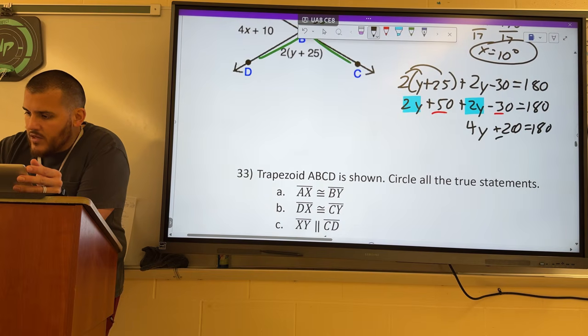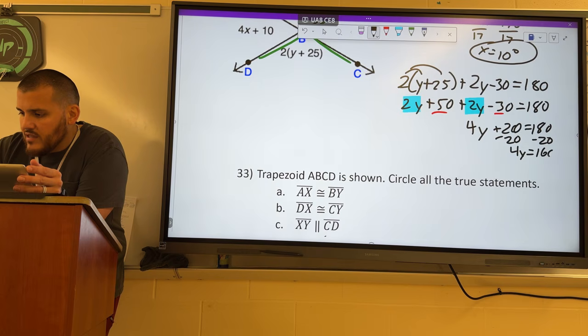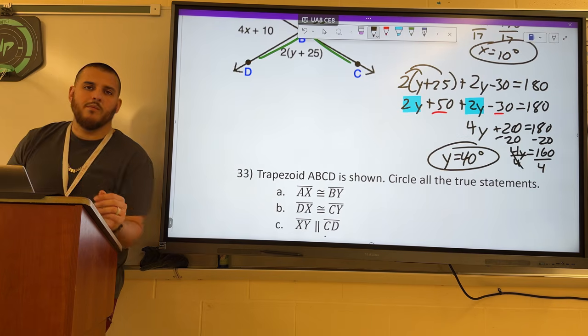We're going to subtract 20 from both sides. That gives me 4y equals 160. Then I can divide both sides by 4 to get y equals 40 degrees for this problem.